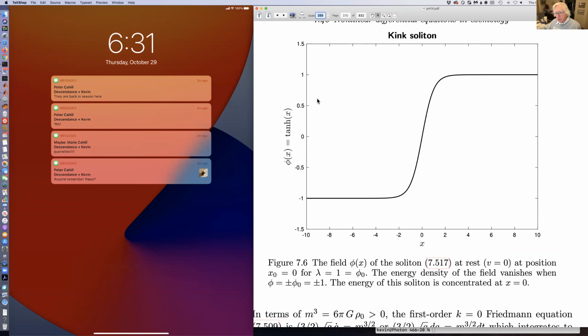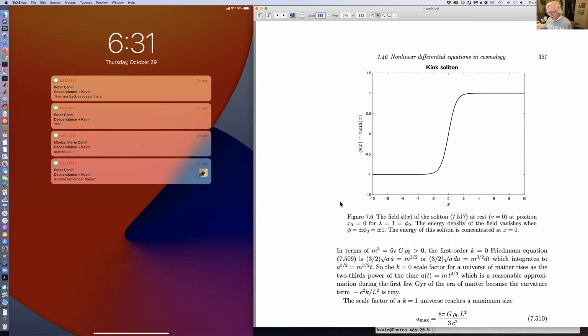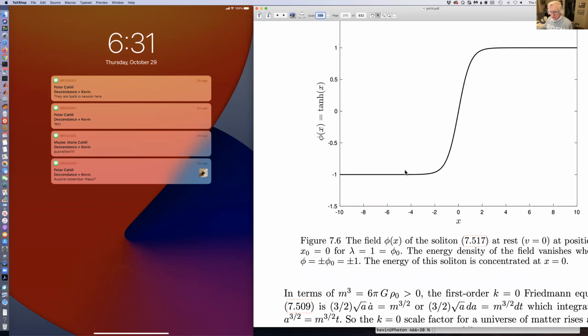So this is a theory with two vacuum states. One vacuum state is the field equal to 1, the other one is the field equal to minus 1.